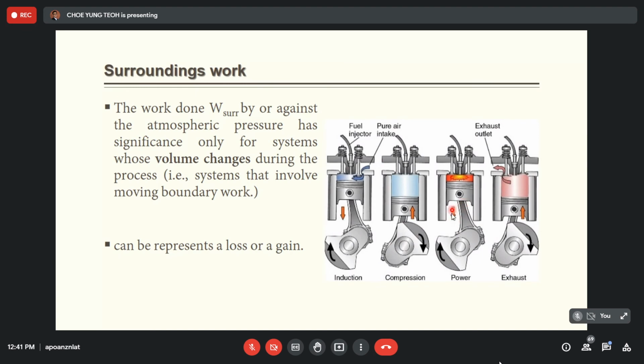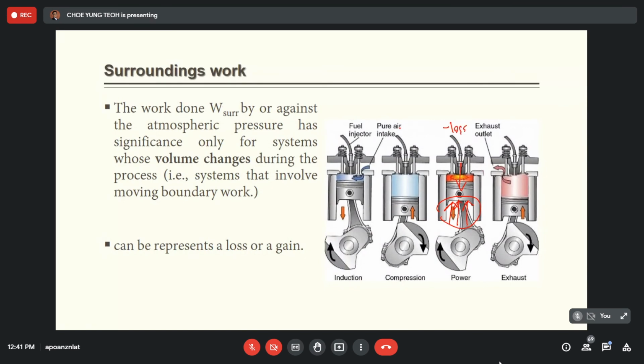Okay, and this is the work done to the surrounding. Of course, in some cases it can be represented as a gain rather than a loss. Loss means that atmospheric pressure is pressing on the piston. Now your movement is downward, so this atmospheric pressure actually works against your work. So it's actually minus, it's a loss.